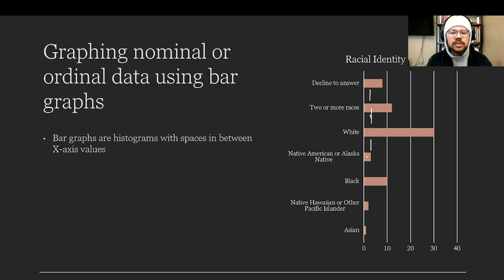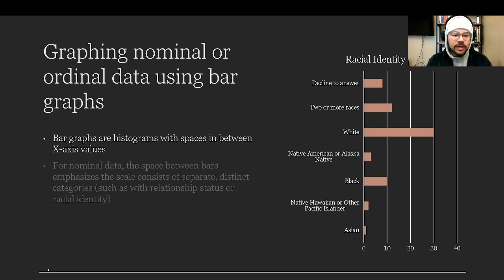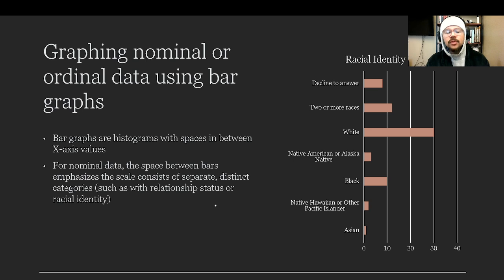That space is actually meaningful. If you've ever wondered why bar graphs look the way that they do, it's on purpose. There's a very intentional reason. For nominal data, the space between the bars emphasizes the scale consists of separate, distinct categories.